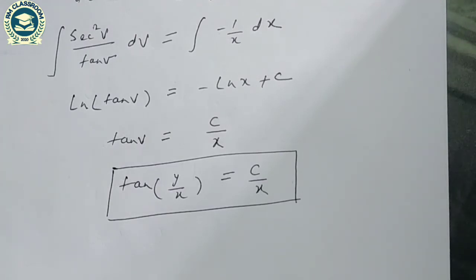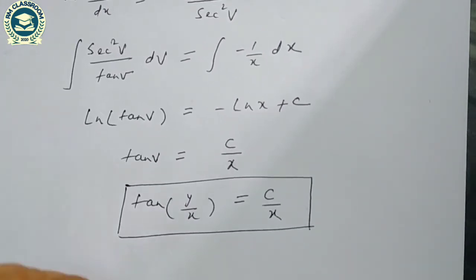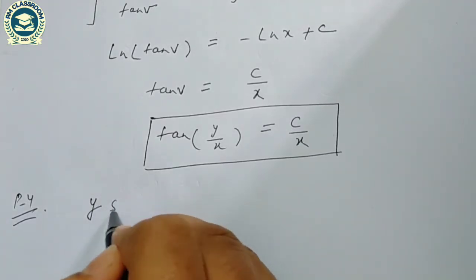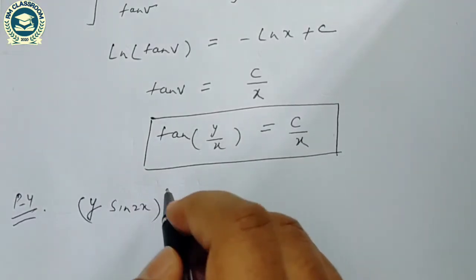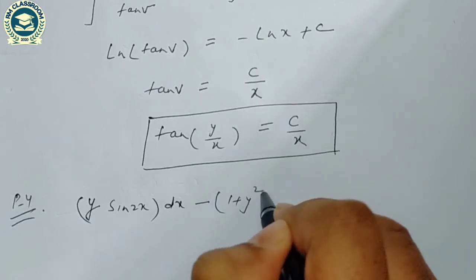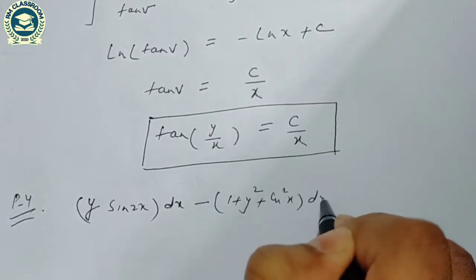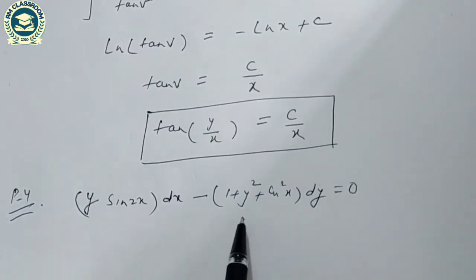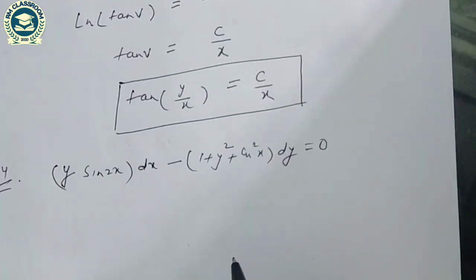Another problem I am going to take. Next problem is based on the exact differential equation. y sin 2x into dx minus (1 plus y square plus cos square x) into dy is equal to 0. So this is the form of m dx plus n dy, where n is equal to minus (1 plus y square plus cos square x). So firstly we have to check whether it is exact or not.